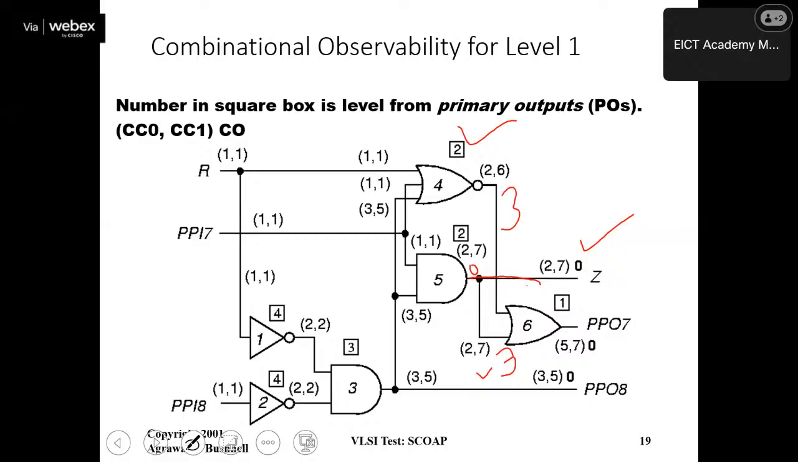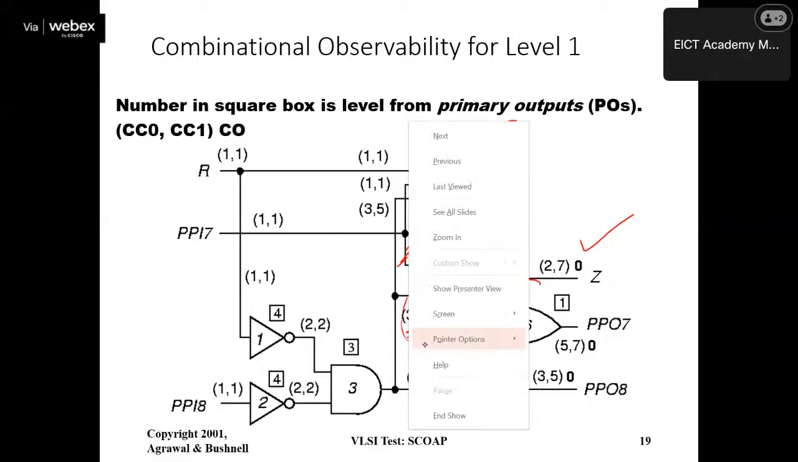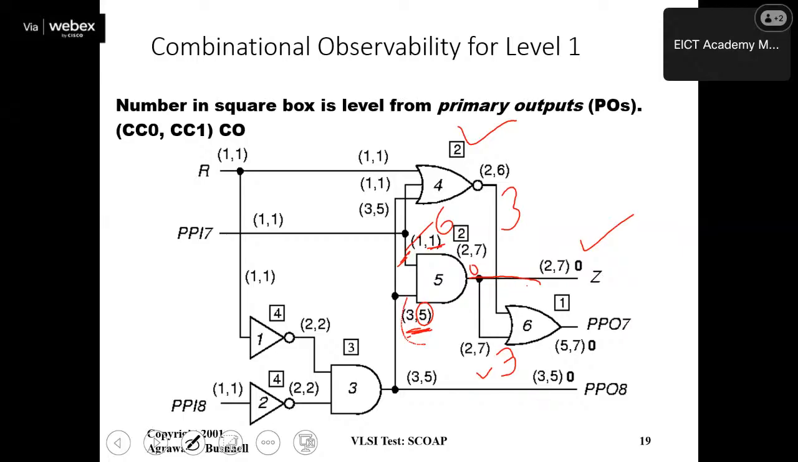Now I have to find out the observability of this branch. How can I find out? This is 0. I have to tie it to 1, and then plus 1. So tying this to 1 is 5, plus 1 more, that is 6. So the observability of this is 6, and vice versa. Tying this to 1 is 1 plus 1. So the observability of this becomes 2.